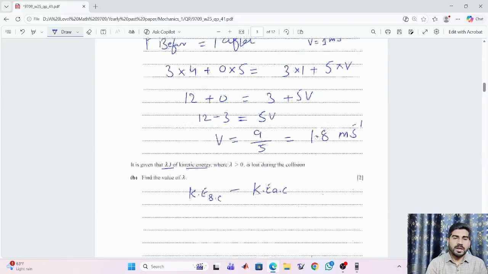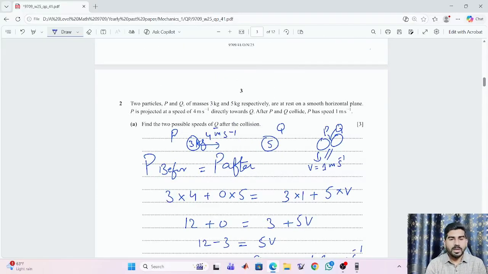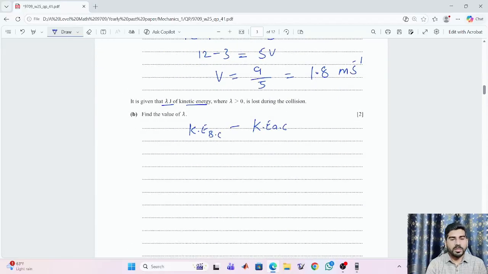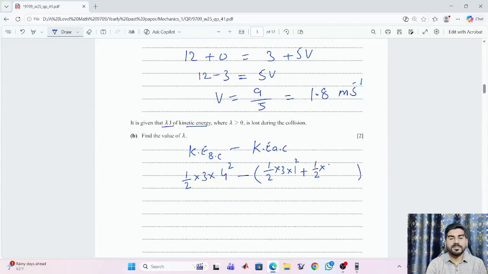Now we can see here the particle P is colliding with the particle Q. The kinetic energy before collision will be 1/2 times the mass of P, which is 3 here, times the velocity squared. Q is at rest, so the kinetic energy of Q is 0, minus the kinetic energy after collision. After collision, there will be 1/2 times 3, the velocity of P is 1, so 1 squared, plus the kinetic energy of Q, 1/2 times the mass of Q, which is 5, times the velocity after collision, 1.8, squared.